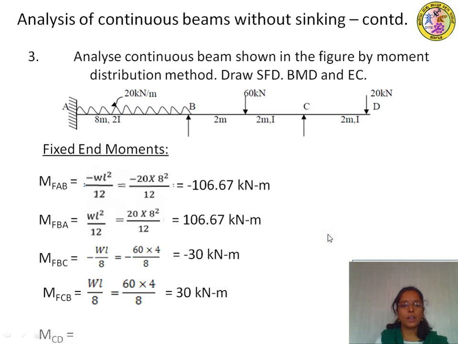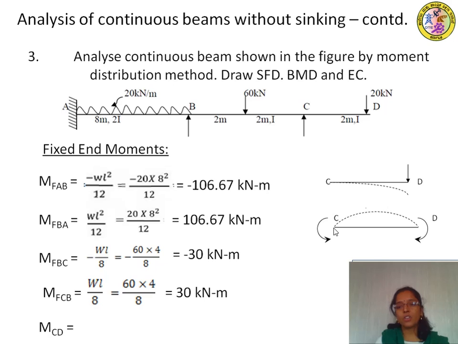Next, to find MCD: because of this overhanging portion, the CD member will be subjected to negative bending moment, that is hogging bending moment. CD is subjected to a point load at the extreme end, and this point load will induce a hogging bending moment. Therefore, the sign convention we follow for hogging bending moment is this one: at the left end an anti-clockwise couple and at the right end a clockwise couple has to act so that the beam will be under hogging.